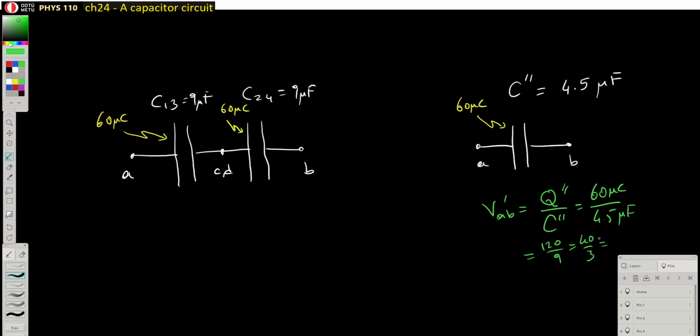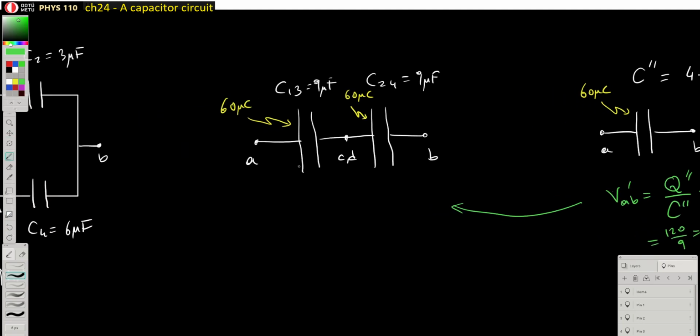So it's 40 divided by 3. And that's 13.3 volts. So somehow the potential difference between points A and B has decreased because of this. Let's make sure that I don't make any mistake in here. So again, I just go back.